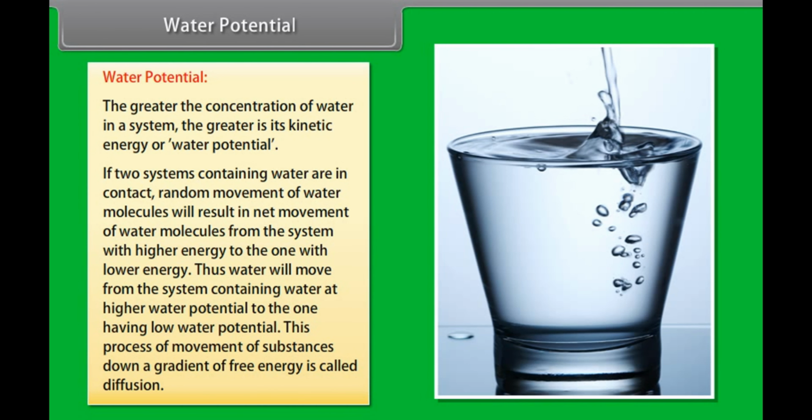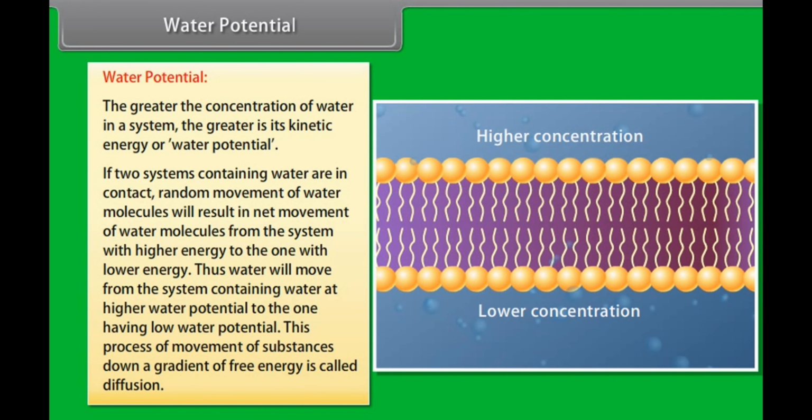If two systems containing water are in contact, random movement of water molecules will result in net movement of water molecules from the system with higher energy to the one with lower energy. Thus, water will move from the system containing water at higher water potential to the one having low water potential. This process of movement of substances down a gradient of free energy is called diffusion.